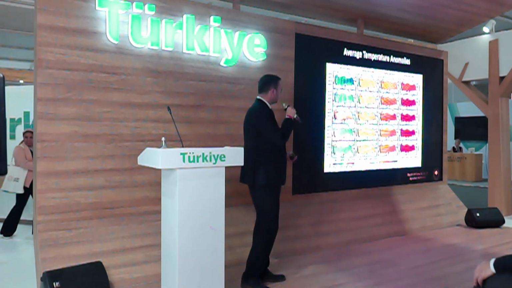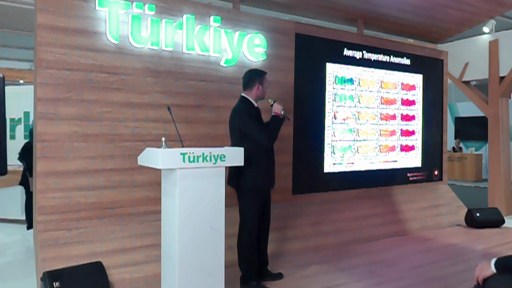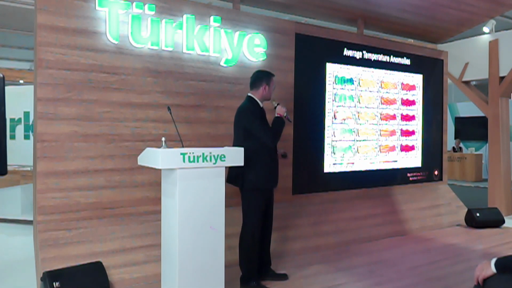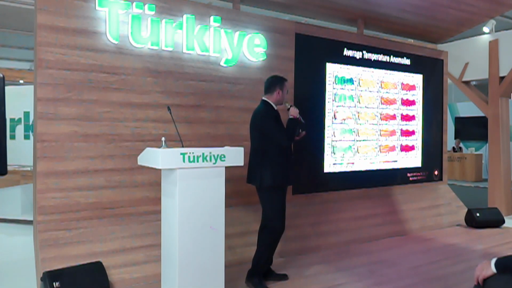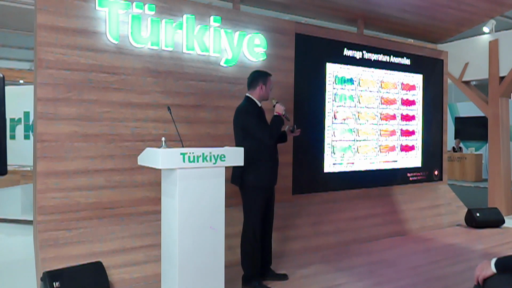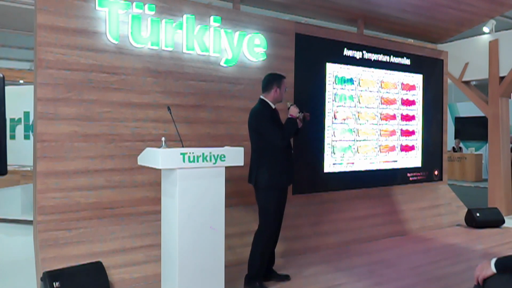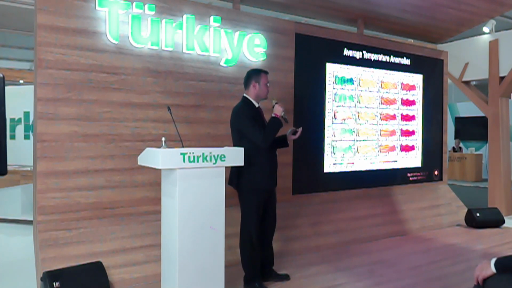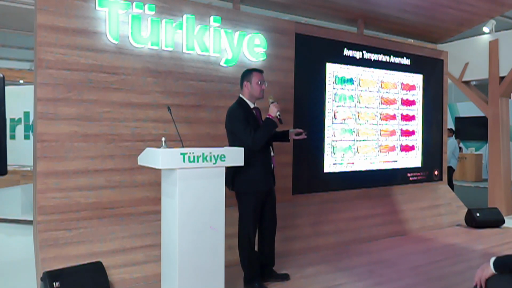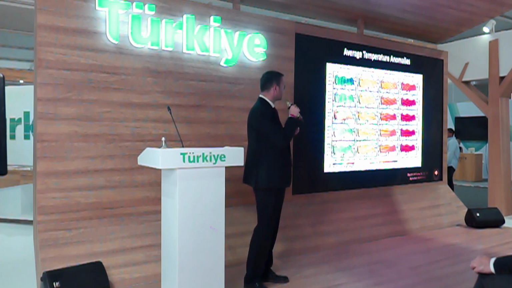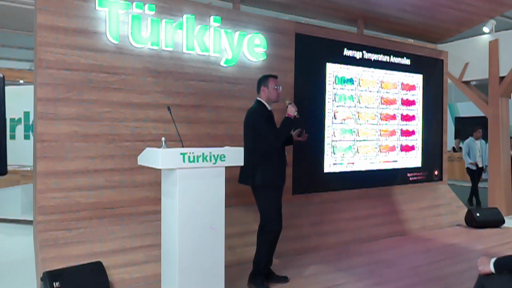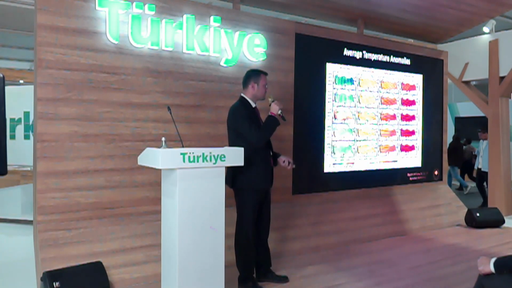And this figure shows the average temperature anomalies. As you can see in the figure, at the end of the century, there will be a significant temperature increase, and especially in summer, this increase will be higher. Also, in the southeastern and eastern parts, the increase will be higher, around 1 to 2 degrees more than the other parts.